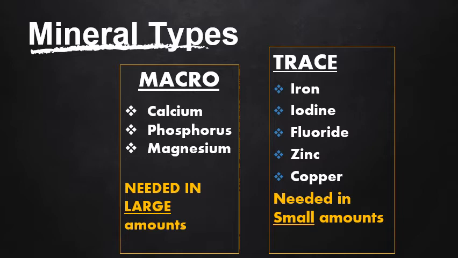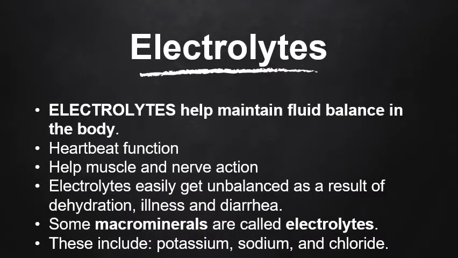Then we have trace minerals. Trace minerals are going to be needed in the body in small amounts, and they include iron, iodine, fluoride, zinc, and copper.